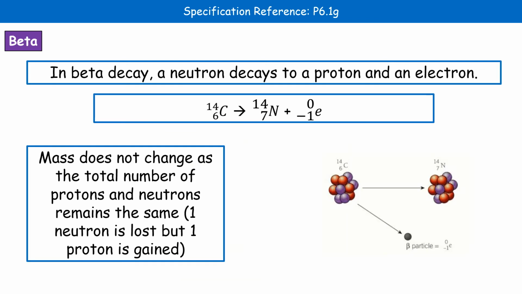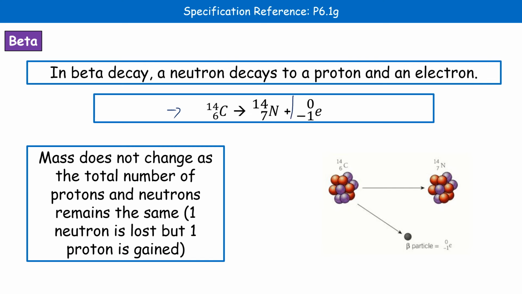Beta decay then. What we find in beta decay is a neutron is going to decay into a proton and an electron. So here's our equation again. We're starting with carbon with a mass number of 14, atomic number of 6. Remember what we're saying happening. A neutron is going to decay to form a proton and an electron. So because of that, the mass number is not going to change, because while we lose one neutron, we're then gaining the proton. So the mass number stays the same, stays at 14.